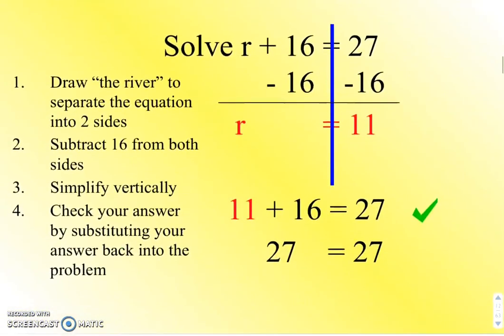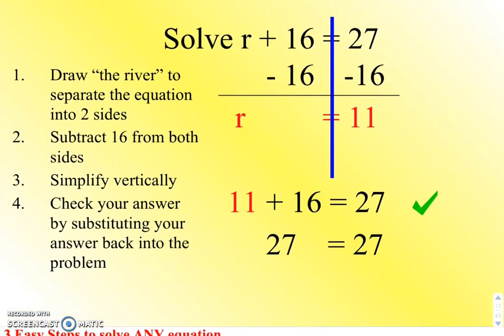Okay, I'm back, and here's an example. Now this draw the river to separate the equations is not needed, this blue line. That's just to kind of help you show both sides. Subtracted 16 from both sides, r is equal to 11, the check is done. Your problem has to look like this in order to get it correct.